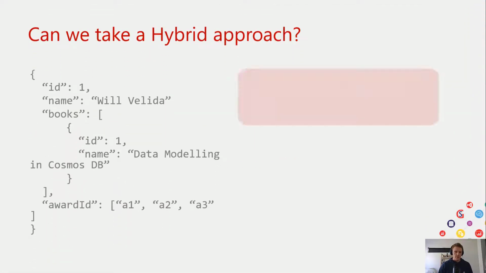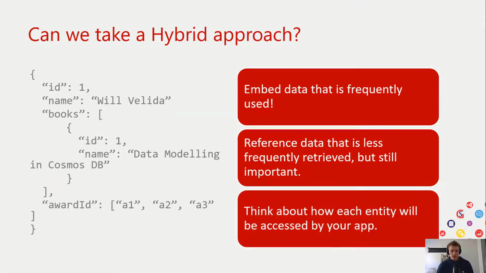And here's an example. So here I've got my author document with a book that's embedded within this document, but then I've got another property, an award property that's referencing, and it's got the ID for that award, which might be referencing data in another document.